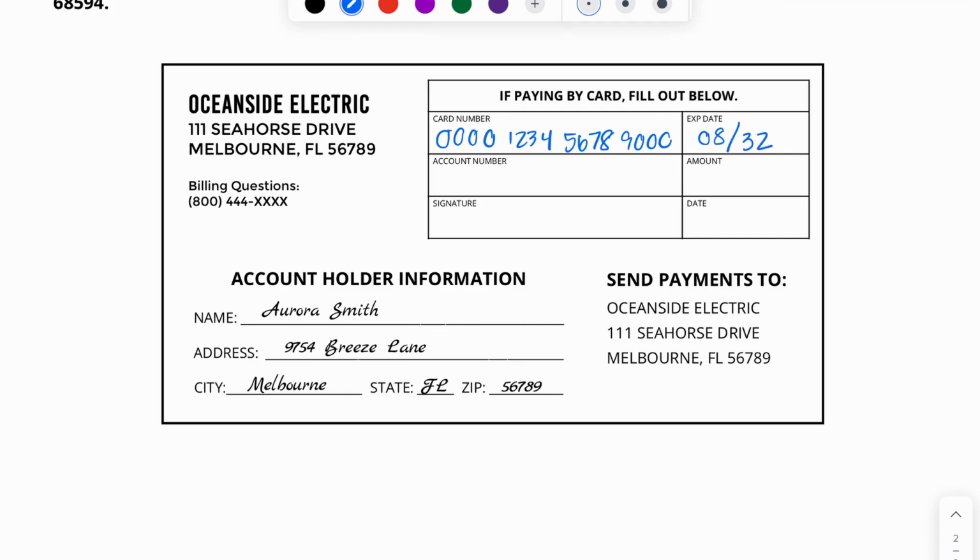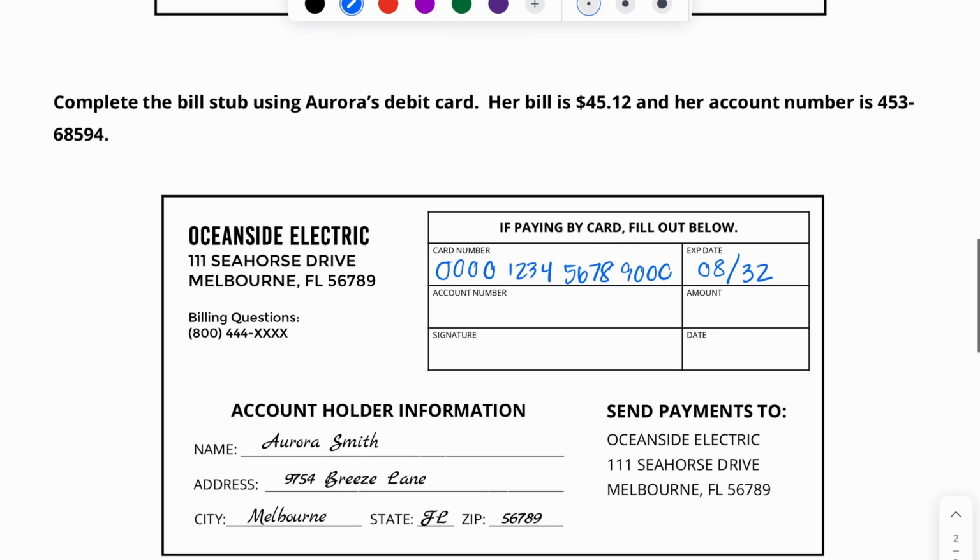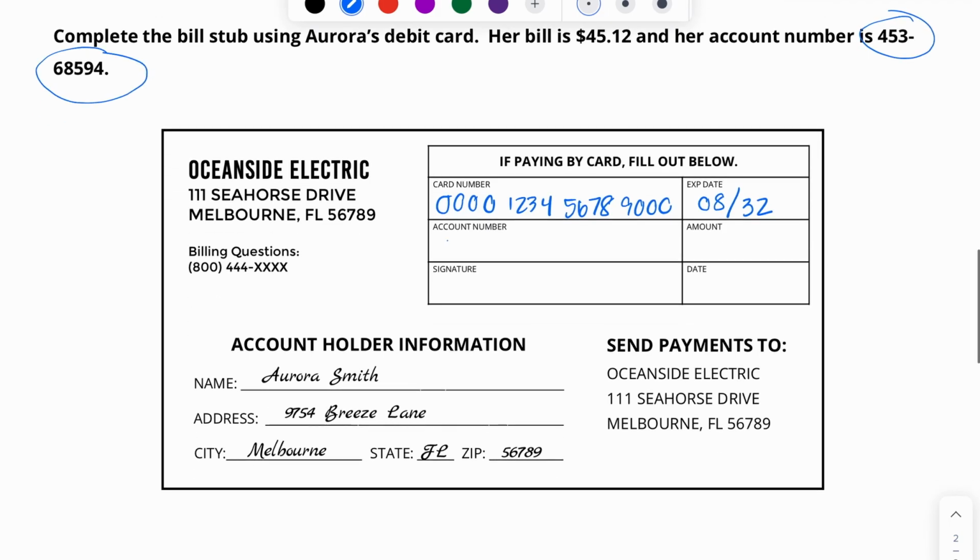The account number they gave us right here. So let's put that in there. It was 453-68594. And the amount was $45.12. And then again, you would put your signature here. If you were doing this, I'm just going to fill in her initials just to hold the spot there. And then this part right here, you would put today's date.